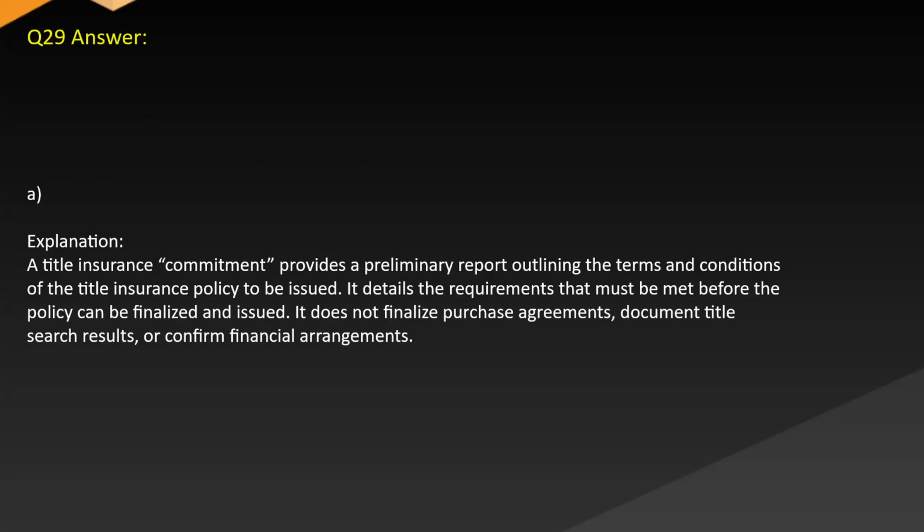Answer: A. Explanation. A title insurance commitment provides a preliminary report outlining the terms and conditions of the title insurance policy to be issued. It details the requirements that must be met before the policy can be finalized and issued. It does not finalize purchase agreements, document title search results, or confirm financial arrangements.